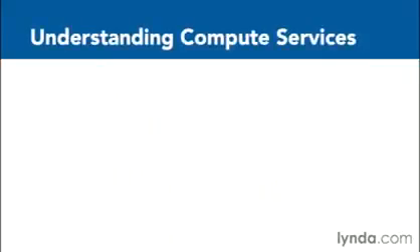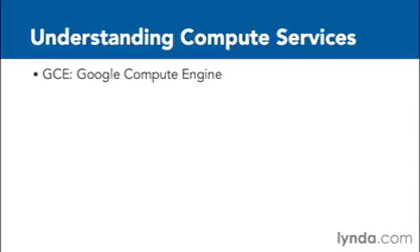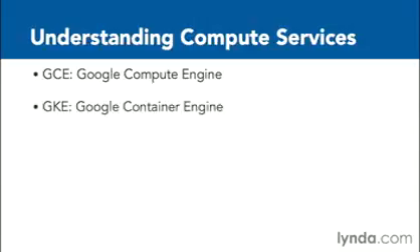So as we are wrapping up our understanding of compute services, I just want to call out the acronyms because you see them so frequently in the Google documentation, it can be confusing. GCE is Google Compute Engine, which is your virtual machines. GKE is Google Container Engine. I think it's because the C was already taken. So this is the management of the Dockerized containers.